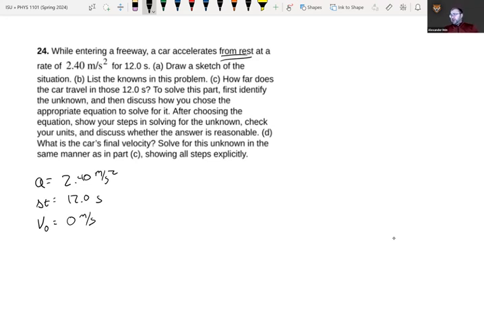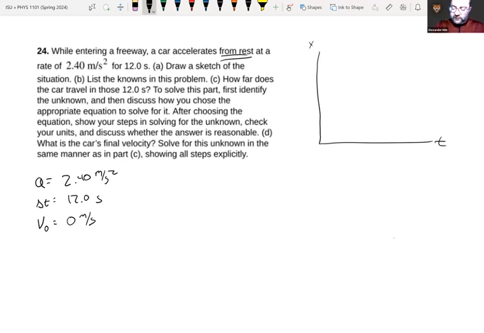The other thing it could do is slow down to rest, in which case, if it was coming to a rest under friction or something, then you would use a final velocity equals 0. We could draw a sketch of the situation. Basically, what I would do is say, okay, we could just do X versus T.